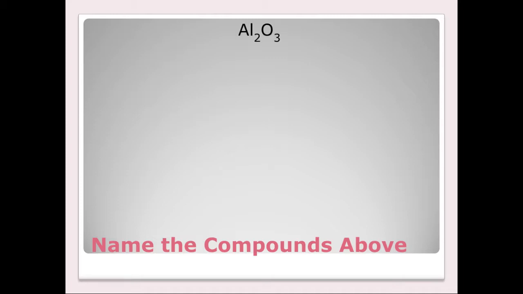So the first one we are going to name is Al2O3. Remember, when we name ionic compounds, we write the element name of the cation followed by the ion name of the anion. So the element name of our positive ion is aluminum. The ion name of our negative ion is oxide. So we have aluminum oxide.